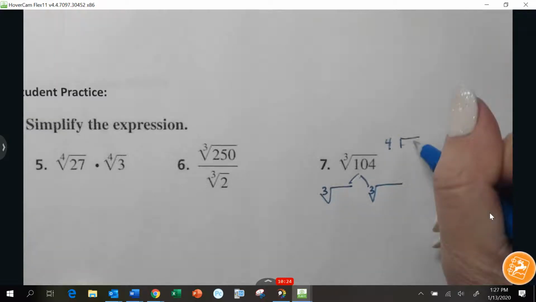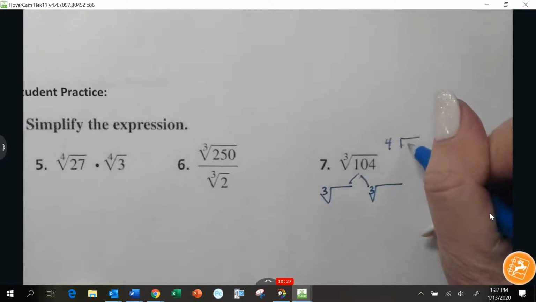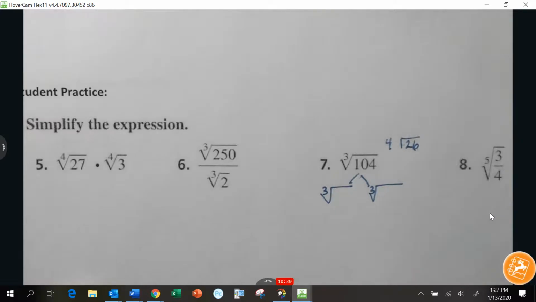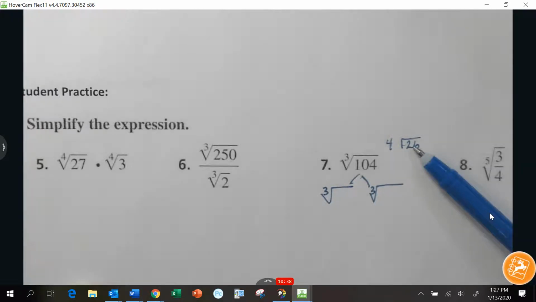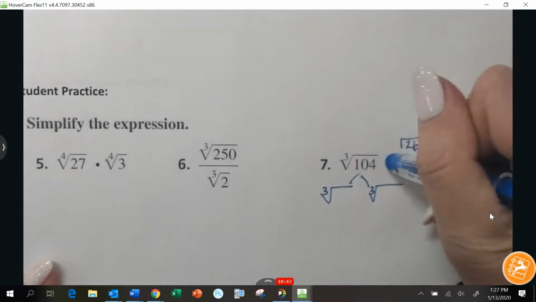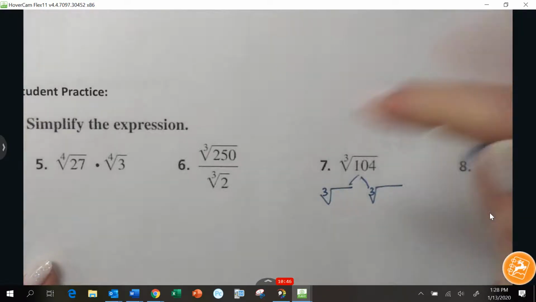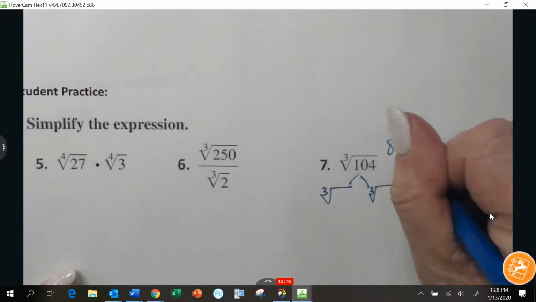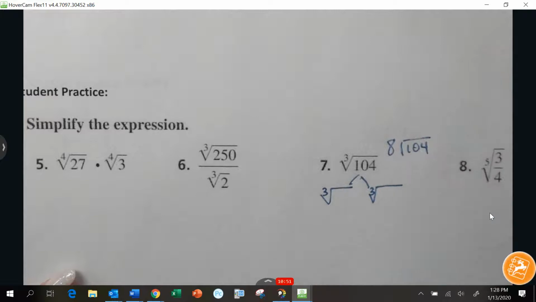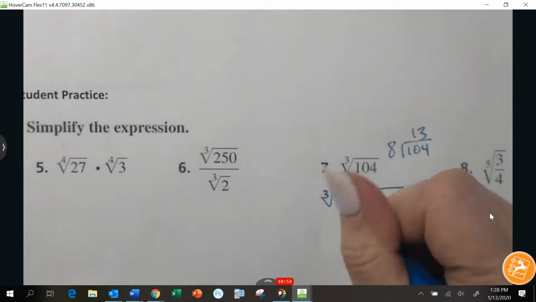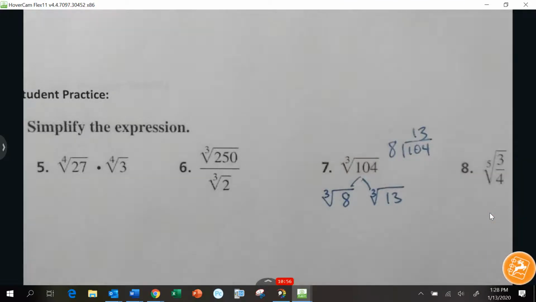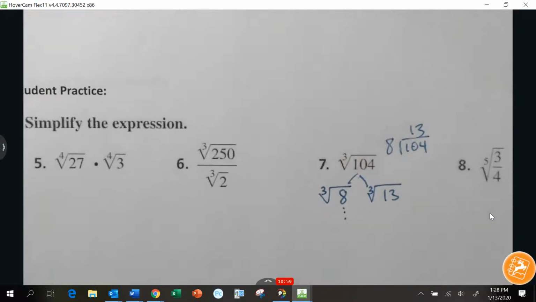Okay. 104 divided by 4 is 26. Right, but are either of these perfect cubes? It is not a perfect cube. So then that was not it. Okay. What's another even number that is a perfect cube? I wonder if 8 goes into 104. How many times? 13 times. So I'm going to do 8 and 13. And what is the cube root of 8? 2 cube root 13.